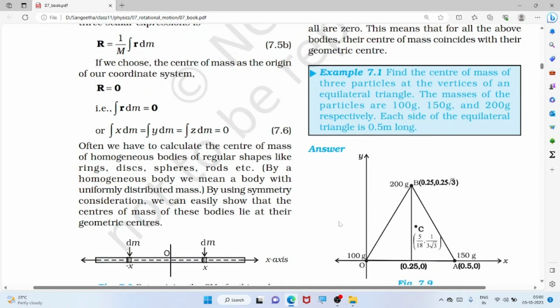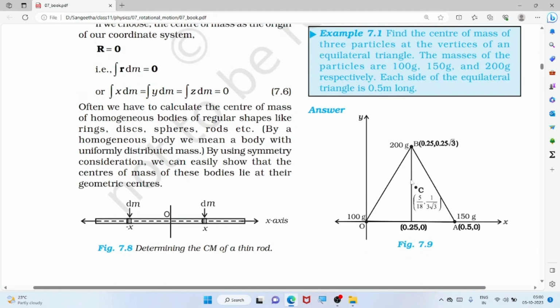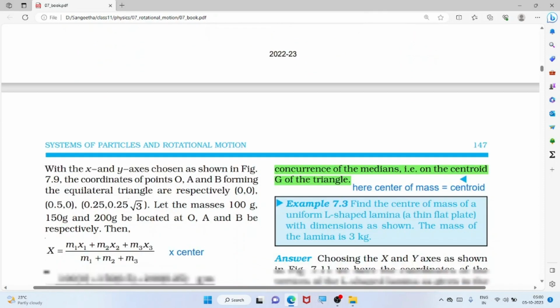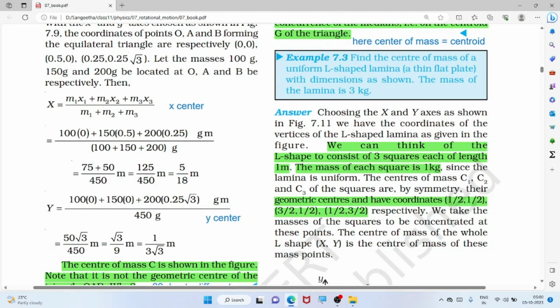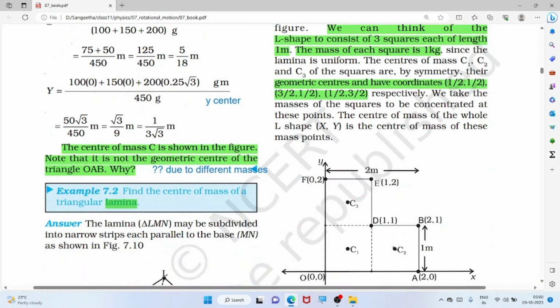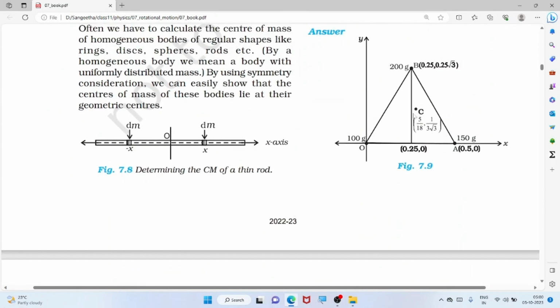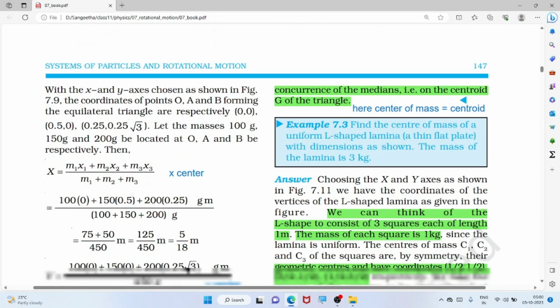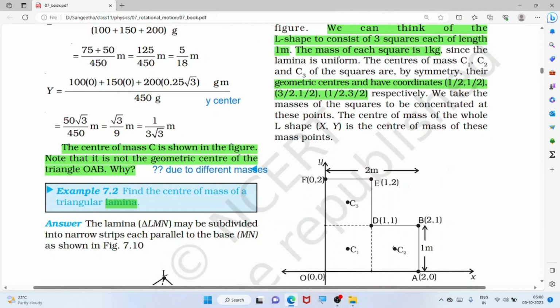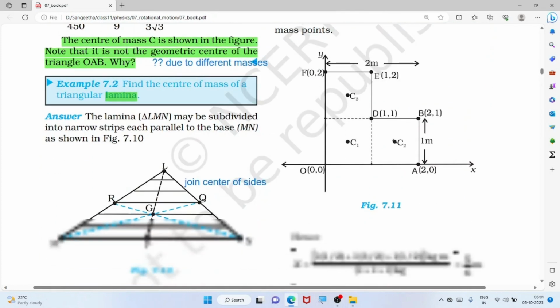See here in this triangle, they are asking to find the center of mass. In this case the center of mass is different from the centroid of the triangle. See, this is x center, y center. The center of mass C is not the geometric center of the triangle. Geometric center means centroid. The center of mass is not the centroid here because these masses are different. They are asking why the geometric center is different from the center of mass: because of the different masses.